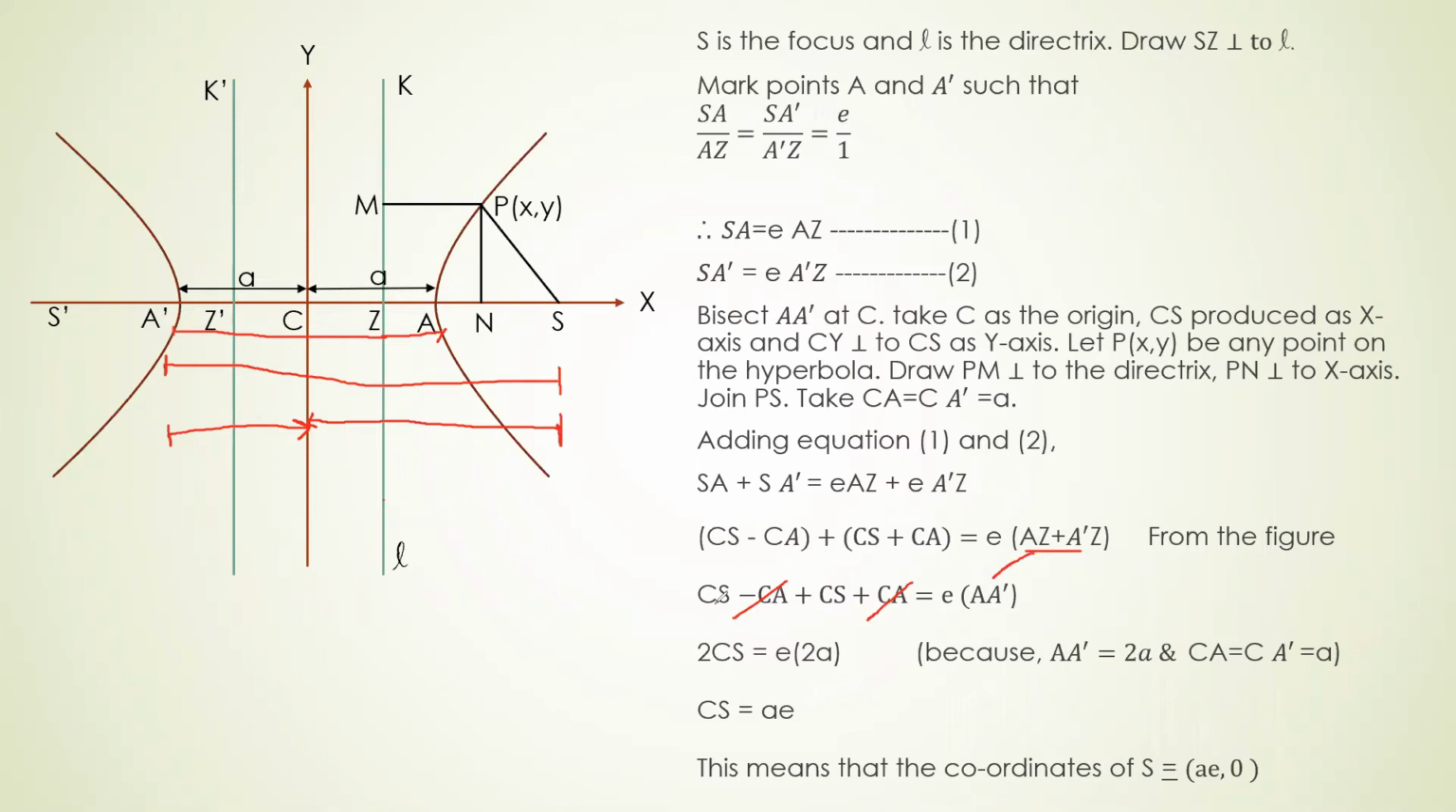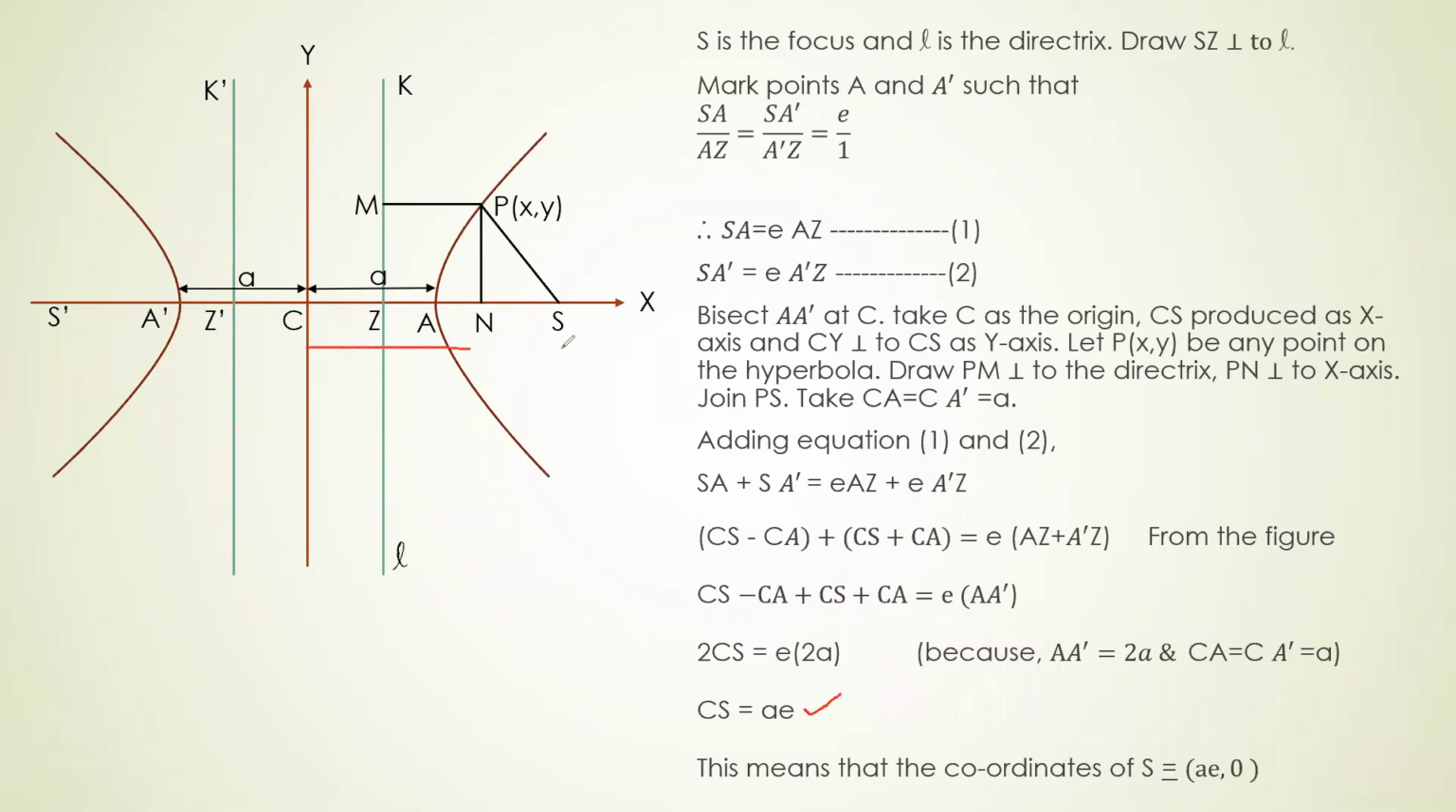Now CS plus CS will be 2CS, whereas A dash we already know is equal to 2A, because from here till here it is A, and then again from here till here it is A, so totally it is 2A. So A dash value will be equal to 2A, whereas CS plus CS is 2CS. The 2 and 2 get cancelled because on both sides it is multiplication. Now we will get CS is equal to AE. We have obtained the CS value is equal to AE.